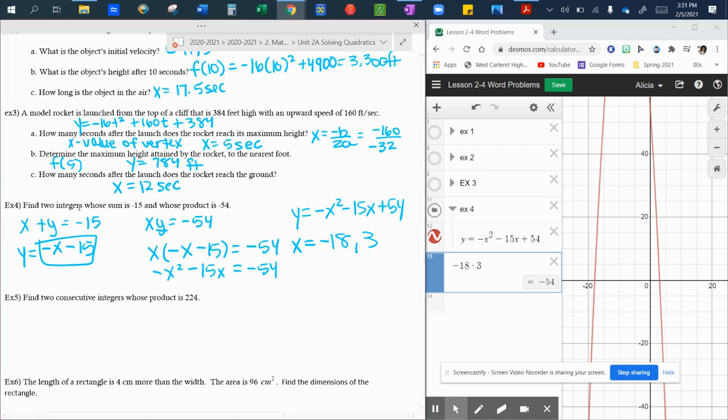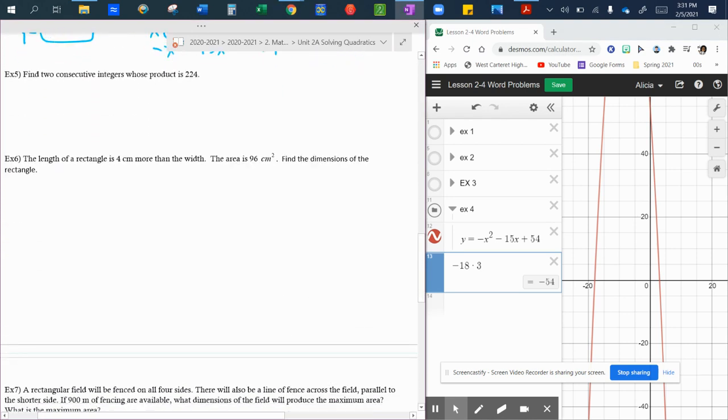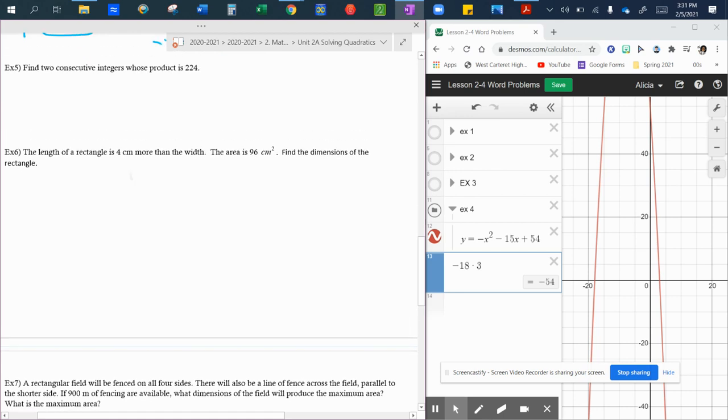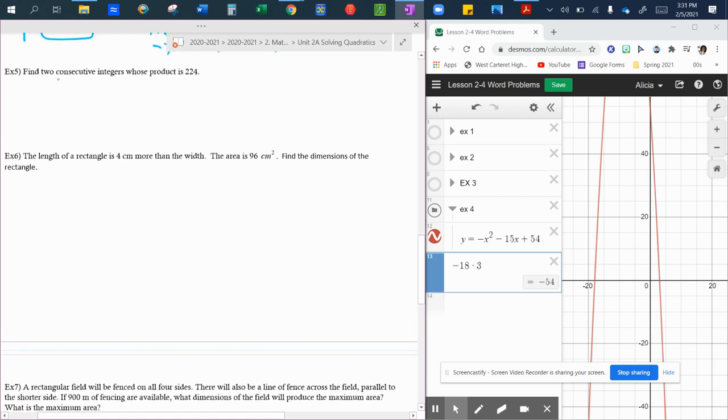For example 5, when we get into consecutive integers, consecutive just means in order. So I'm going to have x times x plus 1. So I have consecutive integers. And this was a typo. Let's make this 210. So I'm going to equal 210. So I get x squared plus x equals 210.